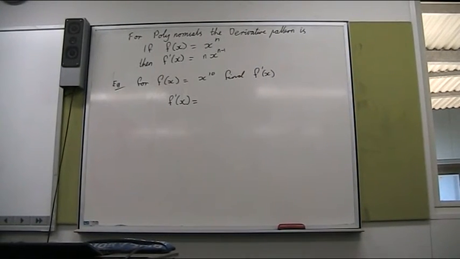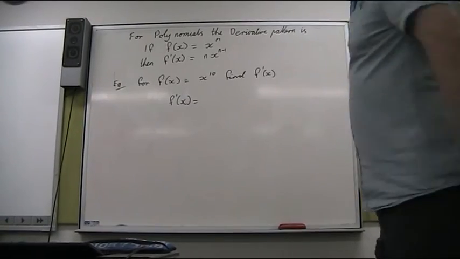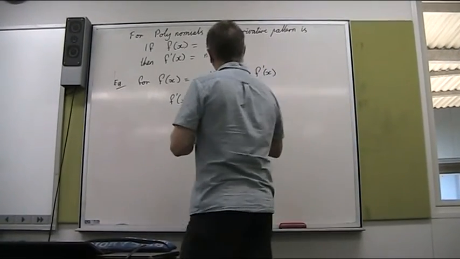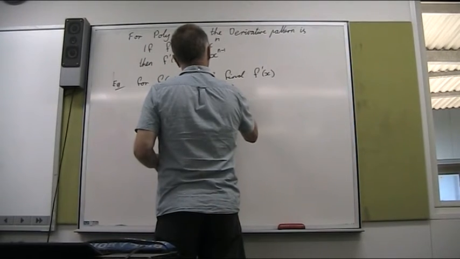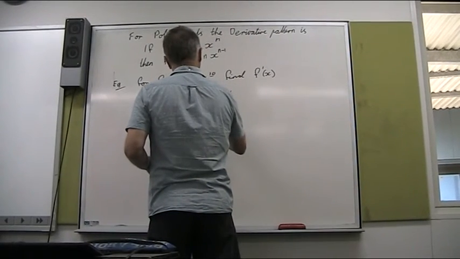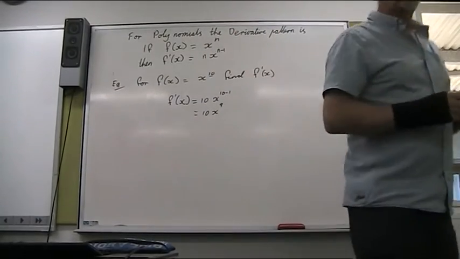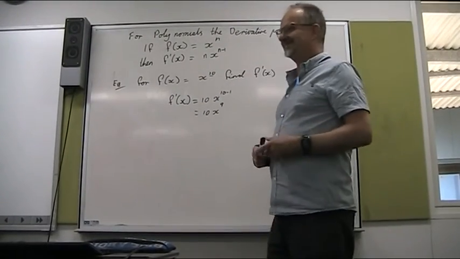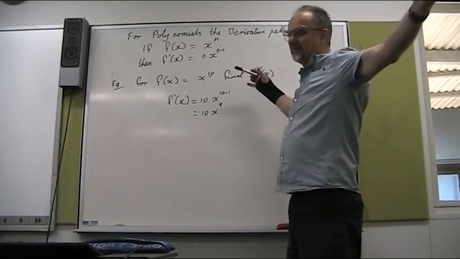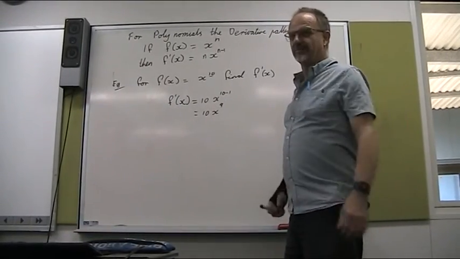x to the 10. 10x to the power of 9, yep. So that 10 comes down the front, and we reduce our power by 1. It's 10x to the power of 9. Now, can you imagine how much work that would be, because it's x to the 10, to have 10 brackets to expand and collect? It'd be a huge amount of work.